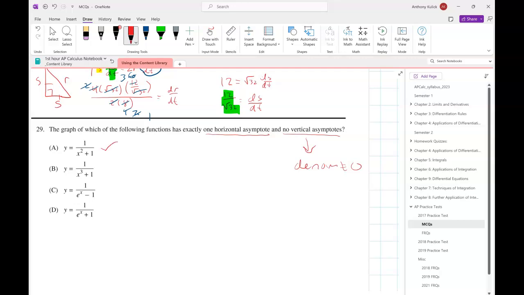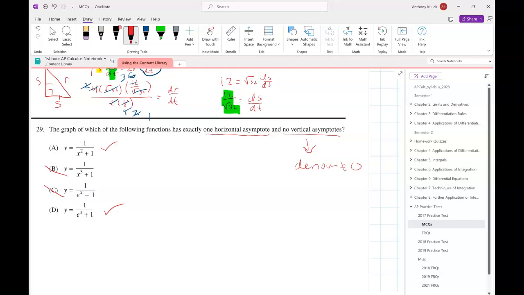Which one of these denominators can never equal 0? A and D. So we can immediately discard B and C, right? If x is -1, B gets a 0 denominator. If x is 0, C would have a 0 denominator. Immediately I can discard those two. Now I just need one with one horizontal asymptote.